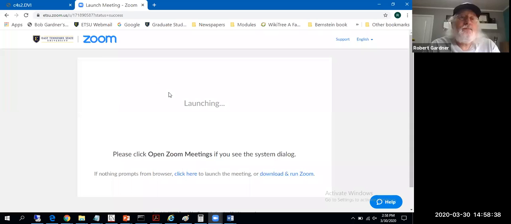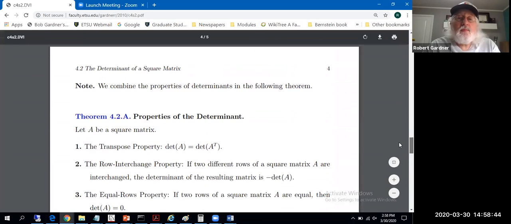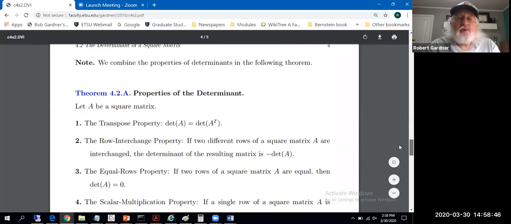Okay, let's finish up this determinant of square matrices stuff. We left off just about to look at properties of the determinant.